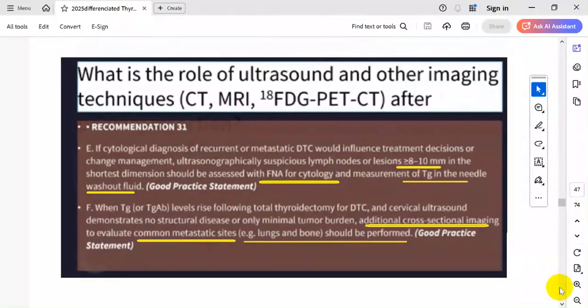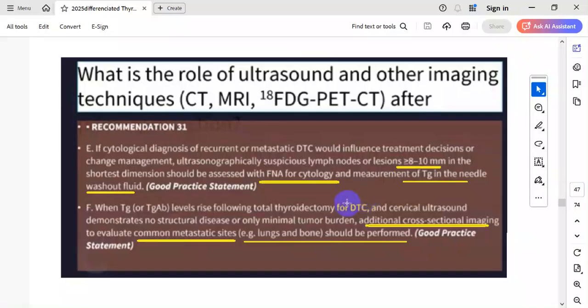And if the histology diagnosis of recurrent or metastatic differentiated cancer would influence treatment decision or change management, ultrasonographically suspicious lymph nodes or lesions should be assessed also with FNA for cytology and measurement of thyroglobulin in needle washout fluid.